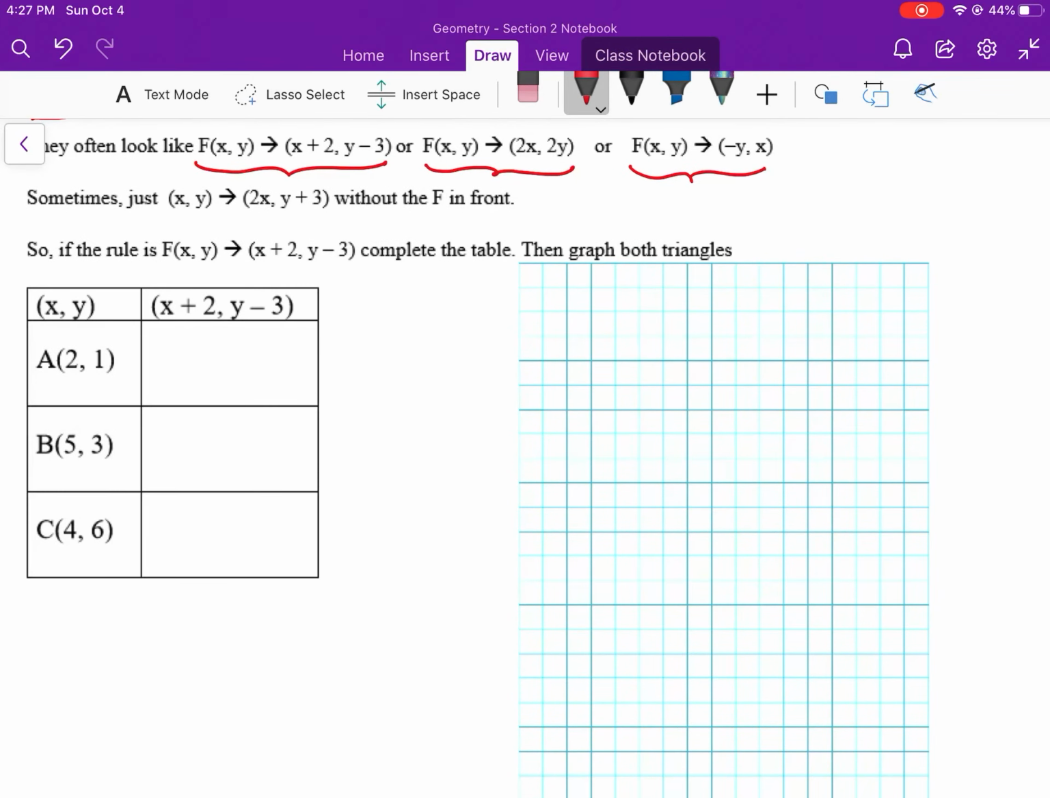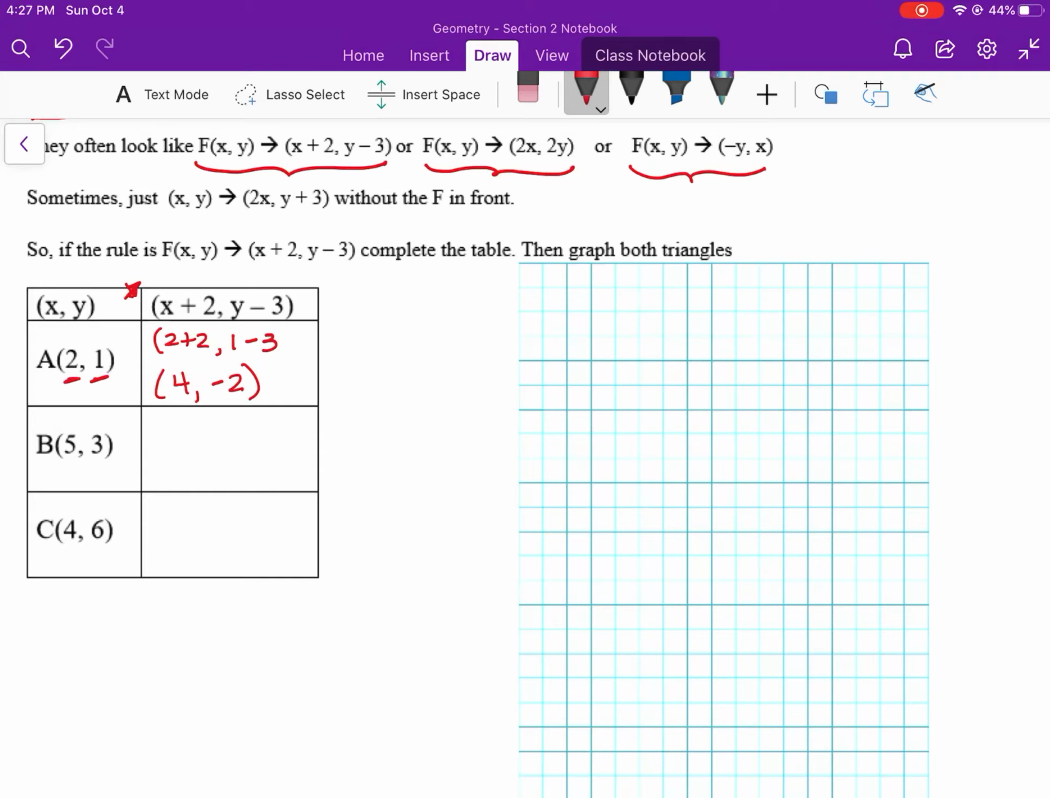So first of all, I am over here in the table, and it says that what I'm supposed to do to the x-coordinate is add 2. So the x-coordinate was 2, so now 2 plus 2, so that's really the point 4. And here's the y value is 1, 1 minus 3, well, that's negative 2. So that's my new point for A.